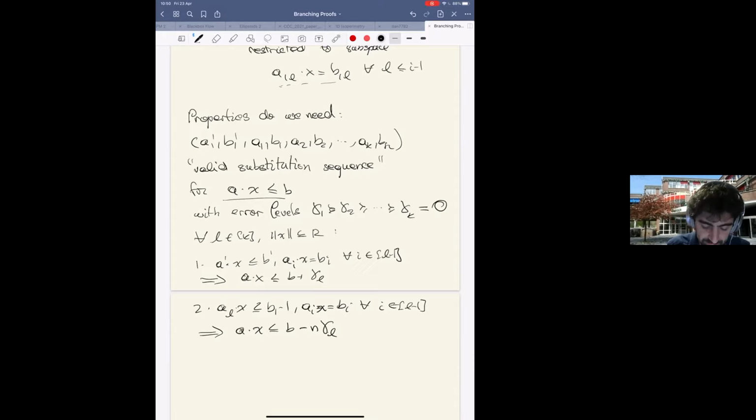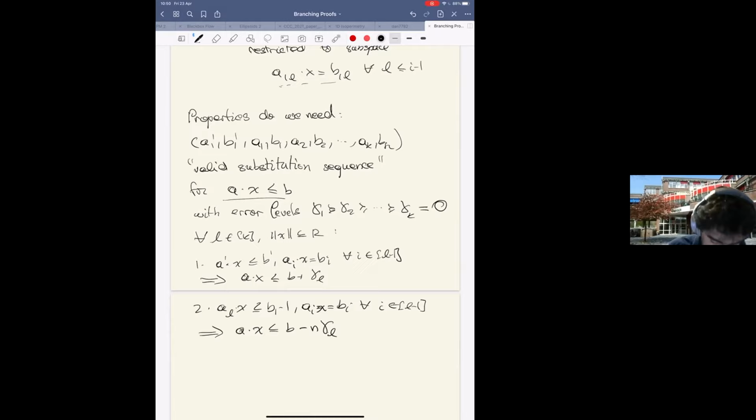Now what I'm saying is that if I'm allowed to branch on the AL direction, and to branch on AL less than or equal to BL minus one, then I improve the error from gamma L to minus N times gamma L. So if AX less than or equal to B was the influential inequality, this is what gives me the flexibility to massively improve the error, to make the leaf polytope empty.